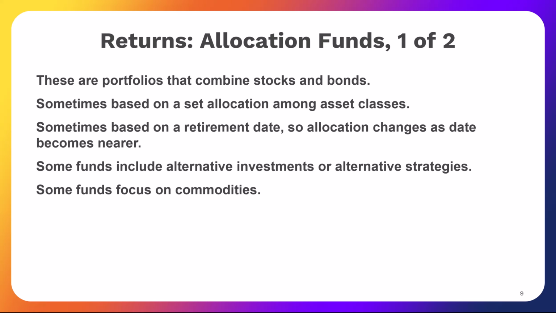So these funds combine stock and bond funds. These are what we refer to as allocation funds, right? Sometimes they're based on a set allocation among asset classes. Sometimes it could be based on a retirement date, so allocation changes as that date becomes nearer. Some funds have alternative investments. Some funds focus on commodities, right? So again, these types of funds combine stocks and bonds. They adjust the allocation as appropriate.